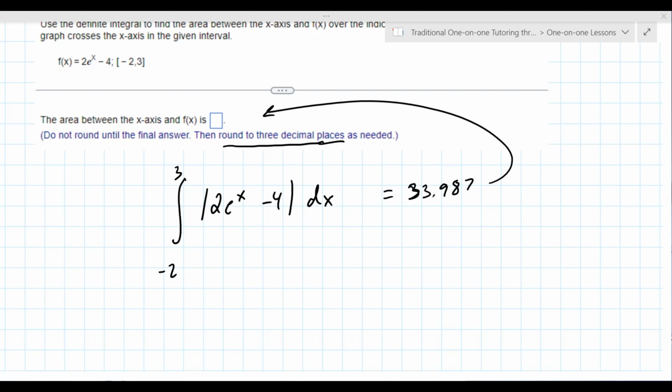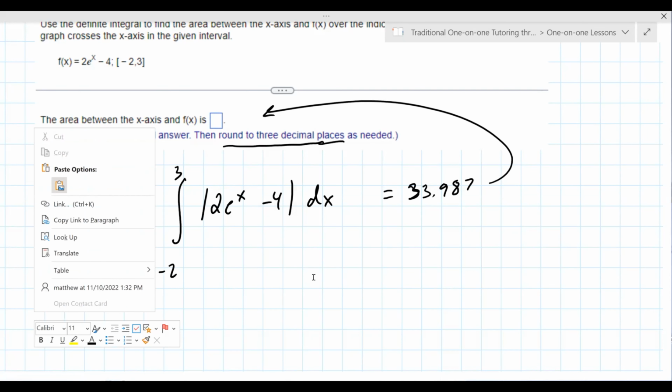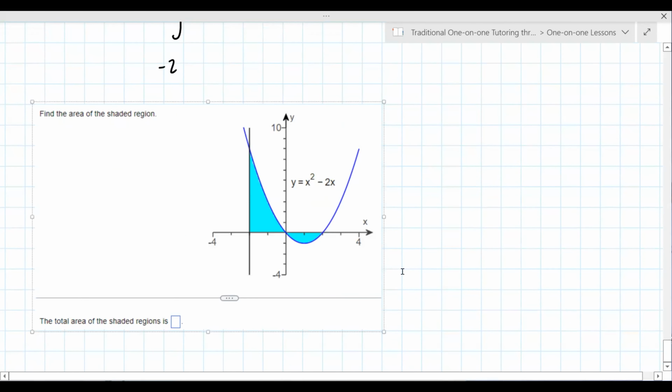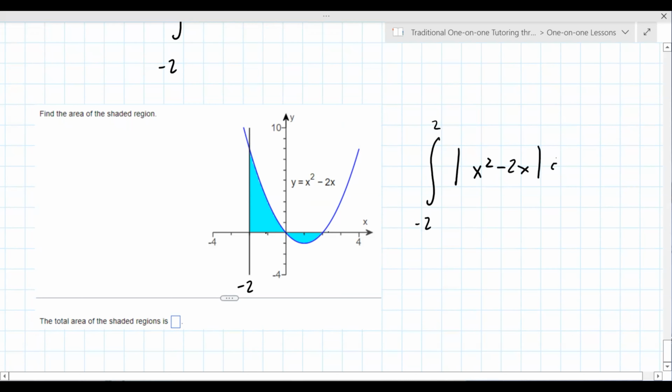I really hope this works out, because the next one is a little bit clearer. It says to find the total area of the shaded region. I hope that what we just did is right. So this one is for sure like we just did. It's the integral of the absolute value of x squared minus 2x from -2 to 2 dx. And it does take care of that for us.